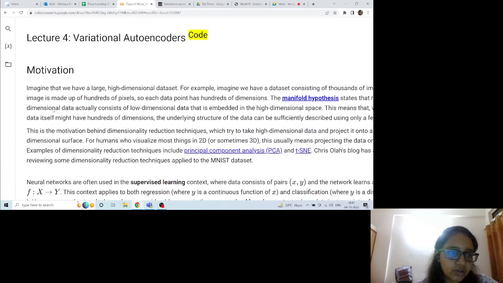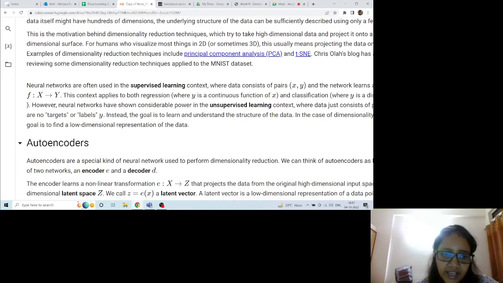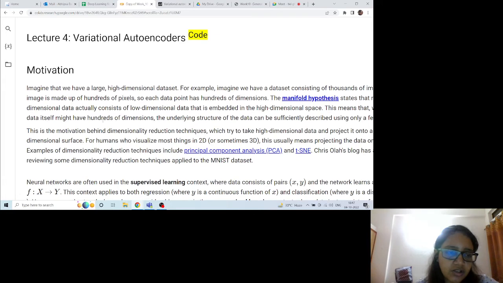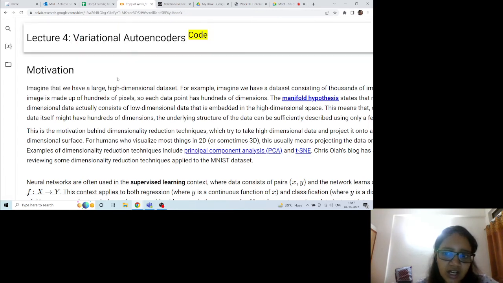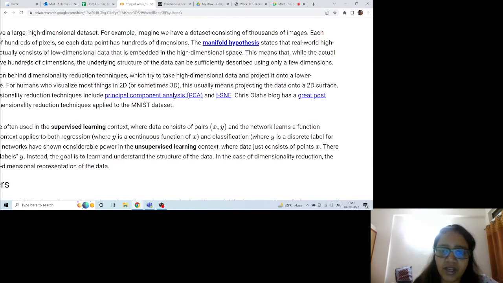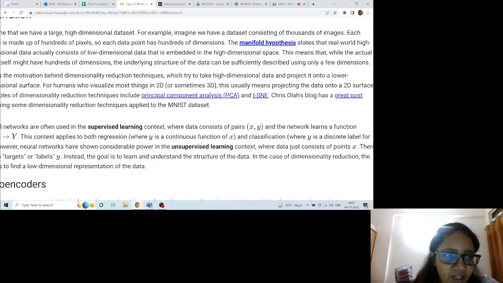Please go through these writings because you'll get a lot of explanations about the motivation behind autoencoders. As I said, one motivation behind autoencoders is that you have a huge image which consists of many pixels, and you want a representation of that image in a much lower dimension. And it has been seen that, let me see, I saw it somewhere here.